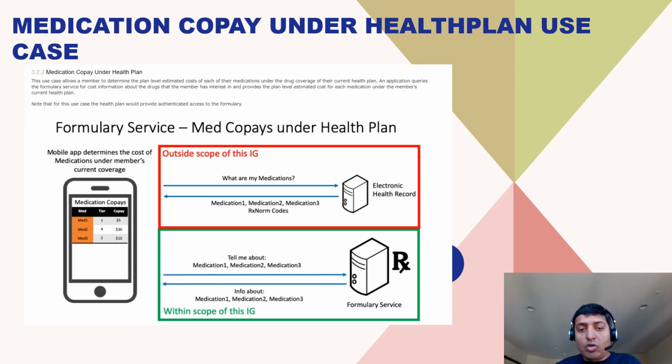Now let's talk about the medication copay under healthcare plan use case. The use case allows a member to determine the plan level estimated cost of each of the medications under the drug coverage of their current health plan, using a specification query for the formulary service for cost information about the drugs that the member has interest in, which provides the plan level estimate. Some of the things which are out of scope for this IG are "what all are my medications." The in-scope thing is "tell me about my medication," and the formulary service returns the information about the copay that the member is responsible for paying if they opt to choose that drug under that particular formulary plan.